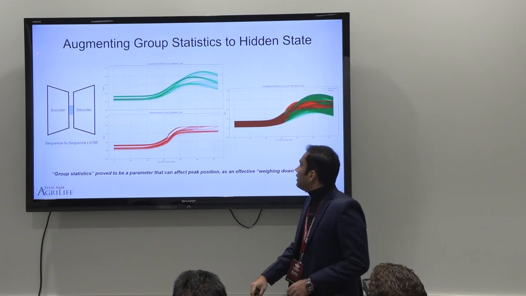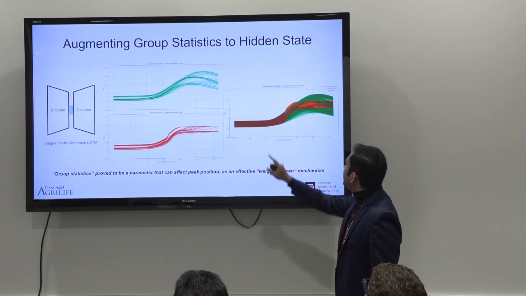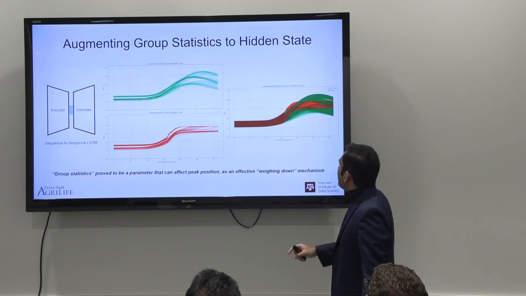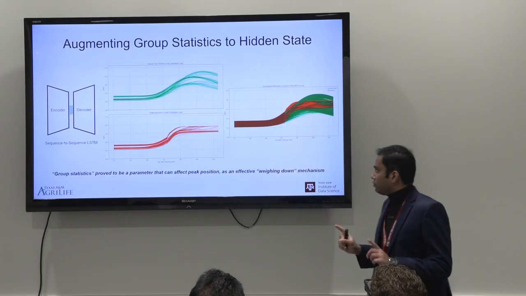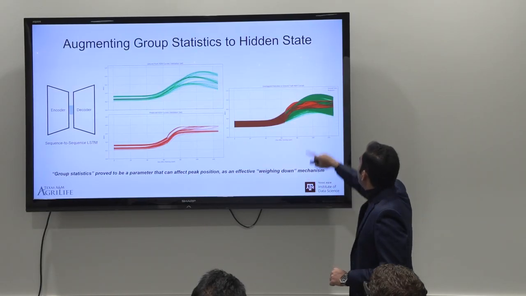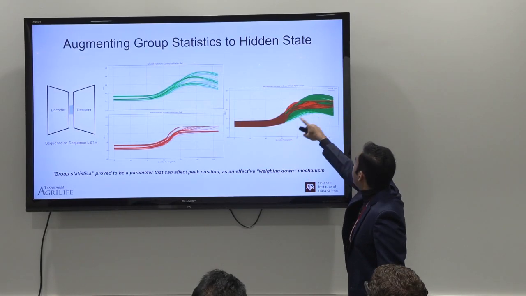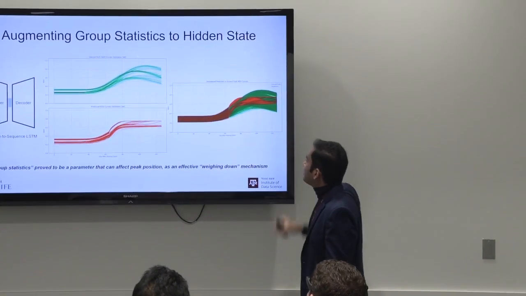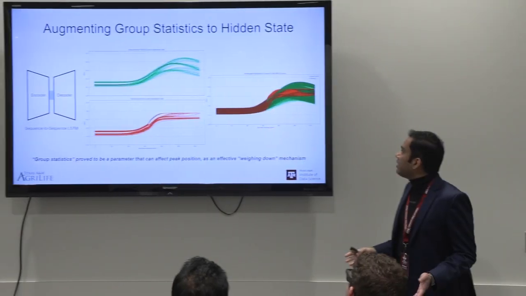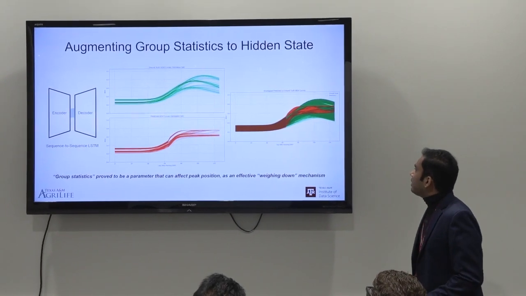As you can see, there is a significant difference in how the plots are, which means group statistics works. It's affecting the graph. But what's happening here is, you see this curve, the red band is not properly overlapping with the green one, which means that it's just weighing down, but it's not helping it predict anything. Why is that?